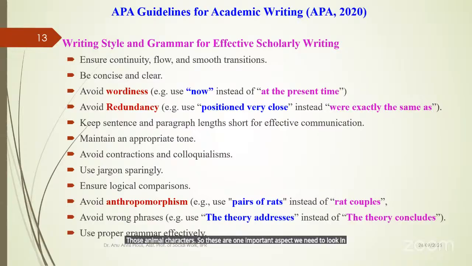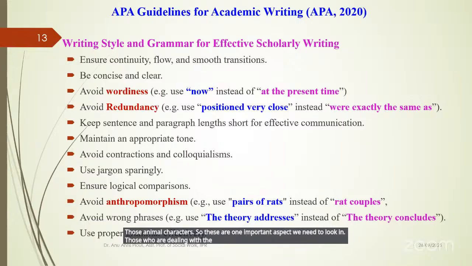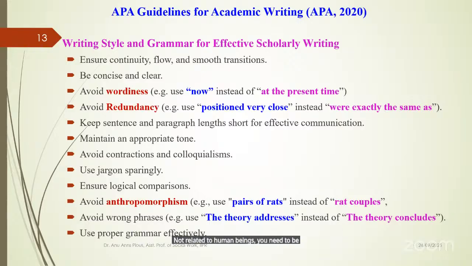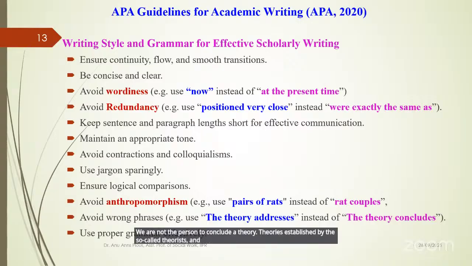Those who are dealing with any kind of studies which are not related to human beings need to be very careful with this. Then avoid wrong phrases. For example, we always use or used to write "the theory concludes." We are not the person to conclude a theory. A theory is established by the so-called theorist, and we are not the person to conclude that.